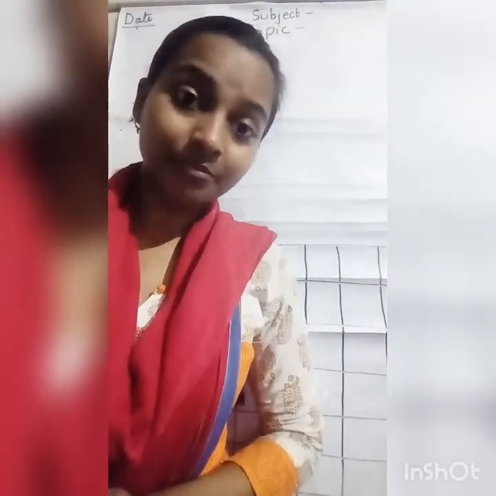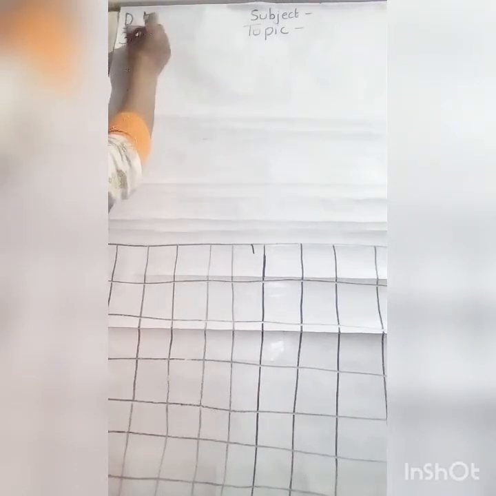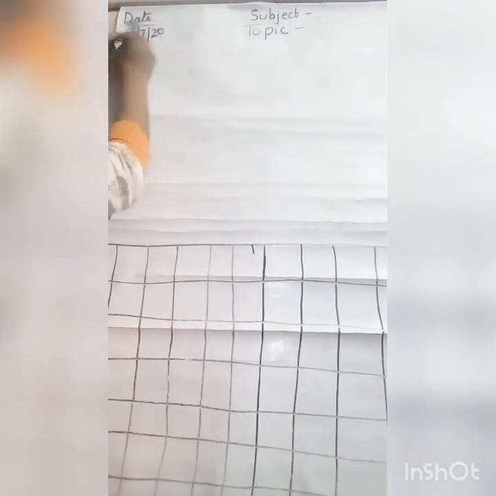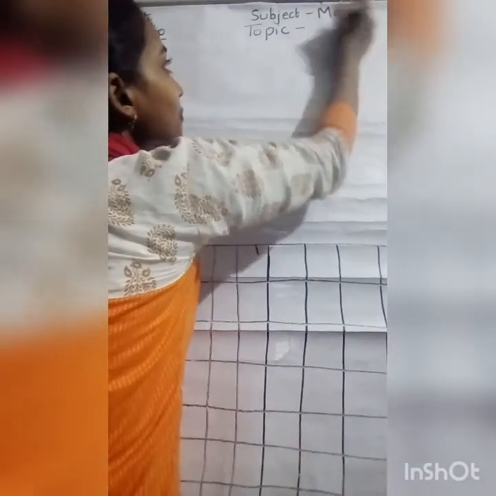Now, firstly, tell me what is the date today? Today's date is 30 of July, 7th month of the year, and the year is 2020. The subject is maths. I will teach you, children.